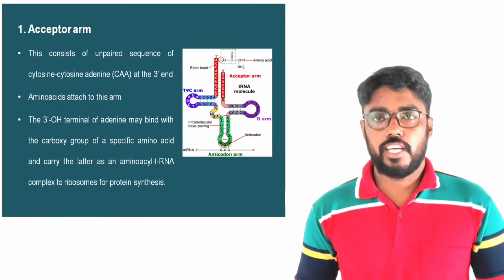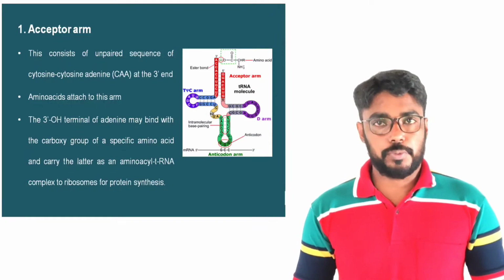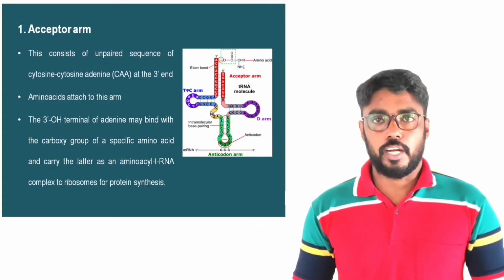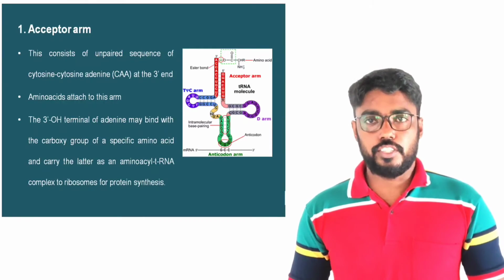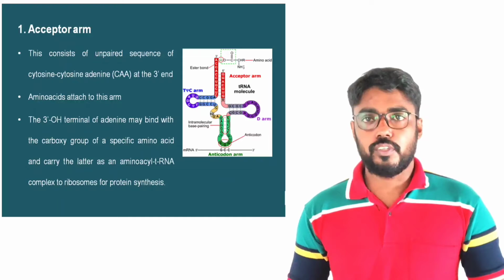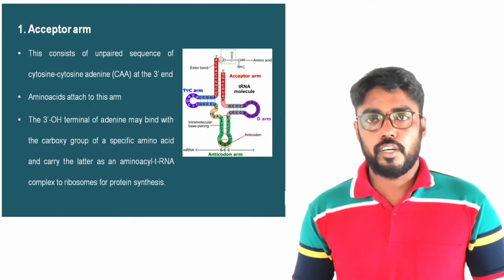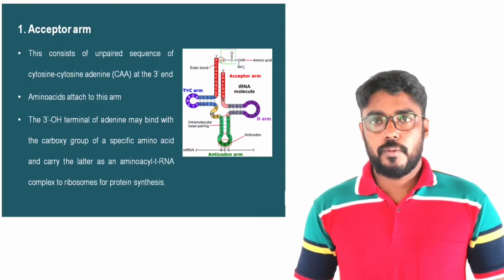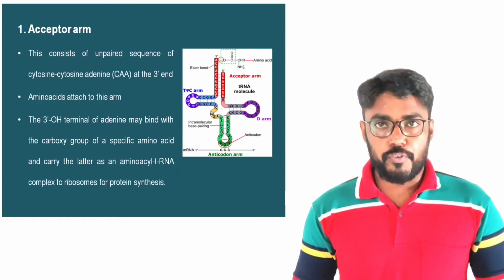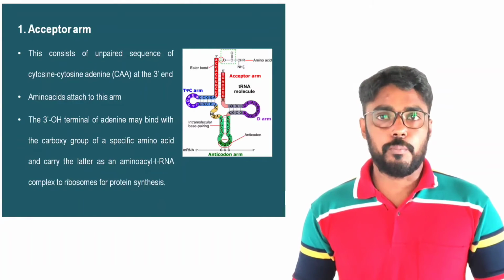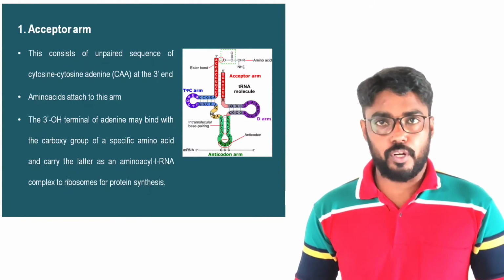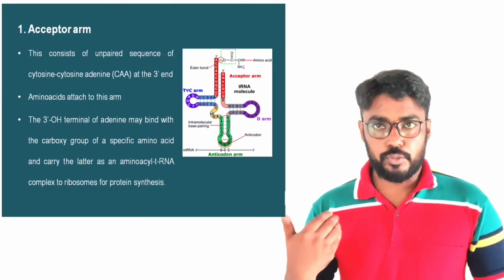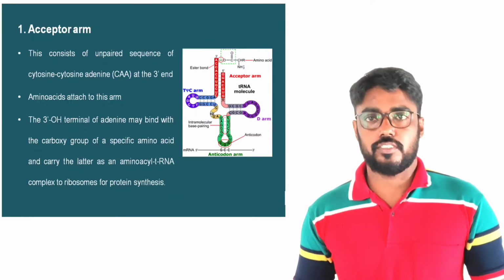First we can see the acceptor arm. The acceptor arm consists of a cytosine, adenine unpaired sequence. And this acceptor arm is responsible for carrying amino acids from the cytoplasm to the ribosome for protein synthesis. The 3' group of the adenine nucleotide will bind with the carboxyl group of the amino acid and form amino acid tRNA, and it carries it to the ribosome for protein synthesis.